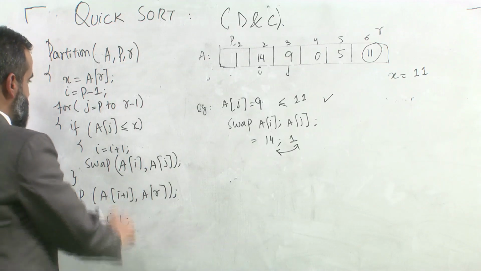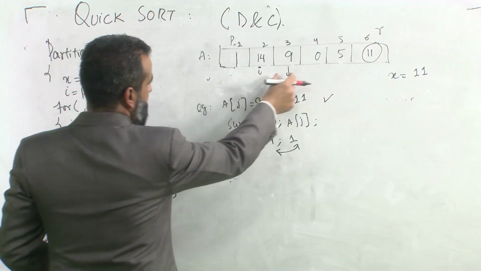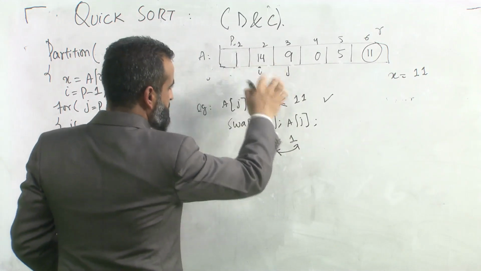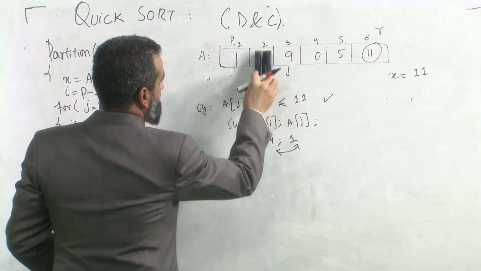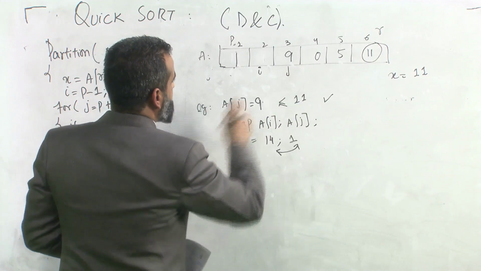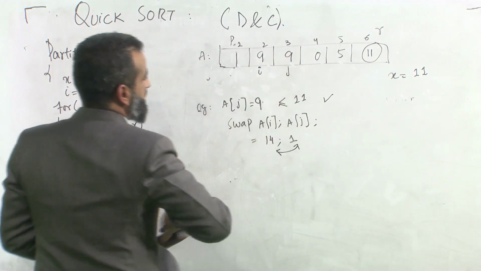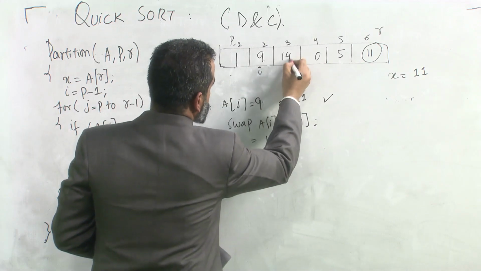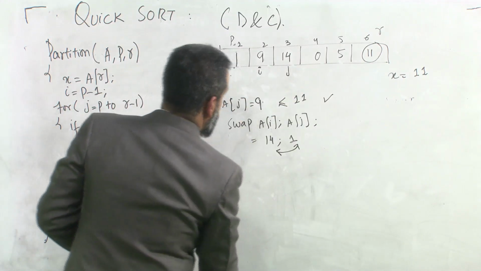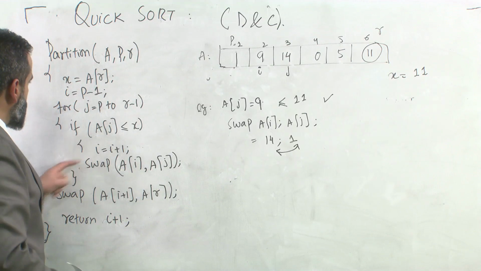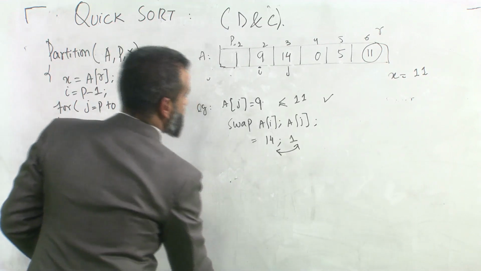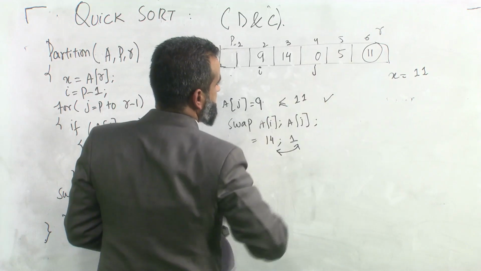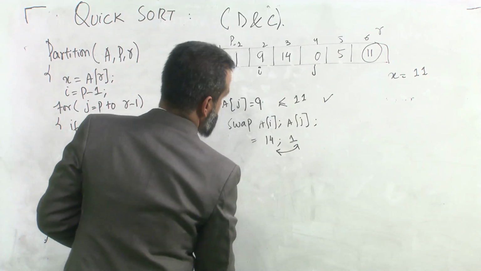We'll make the necessary exchange between A of I and A of J. Once I make the swap, 9 will come over here and 14 will go to location 3. Again, we are still in the loop, so J will be incremented and will start pointing towards the next element. J is now pointing towards a 0.